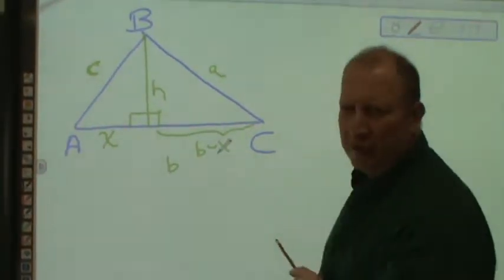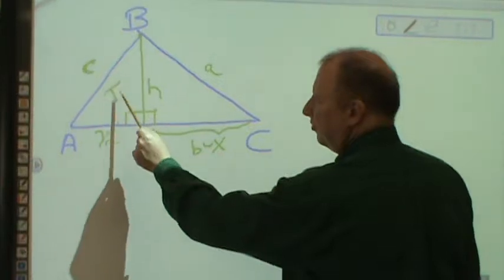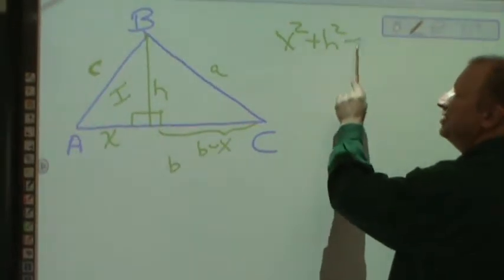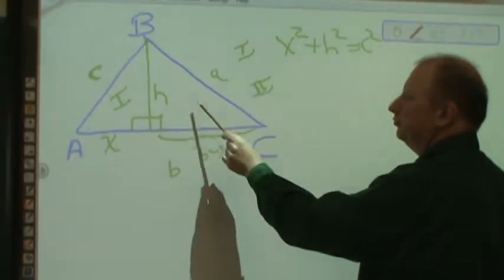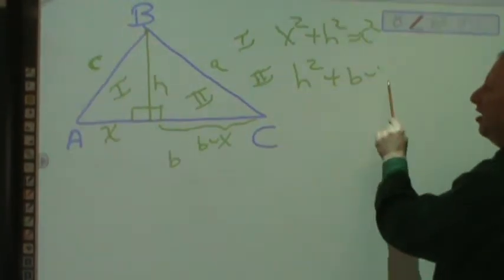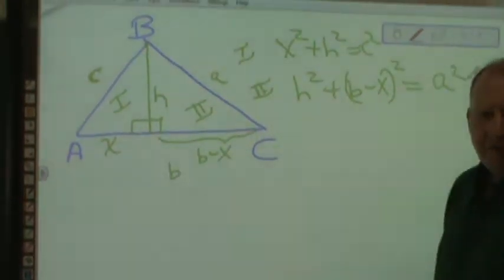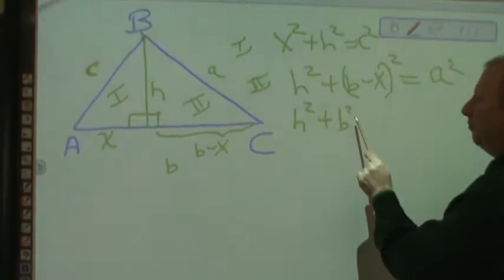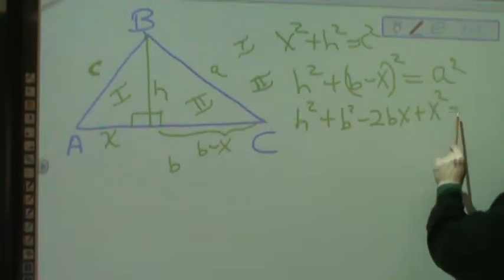Now I have more or less all the information I need up to a point. Let's look at triangle 1 first, this triangle. We know x squared plus h squared is equal to c squared. That's triangle 1. Now let's look at triangle 2. H squared plus (b minus x) squared is equal to a squared. Of course I'm going to expand it, and I'm going to say h squared plus b squared minus 2bx plus x squared is equal to a squared.